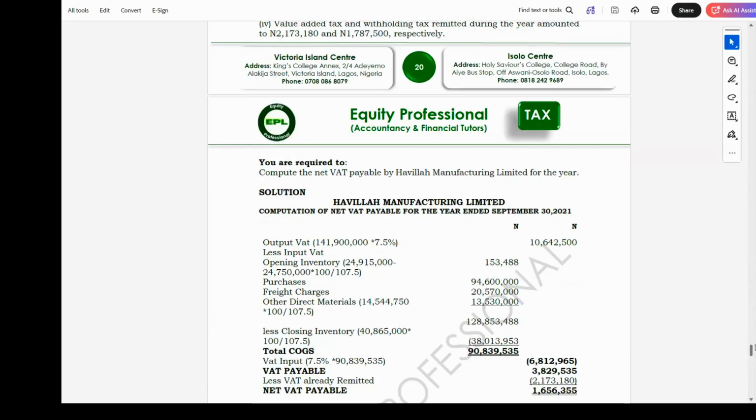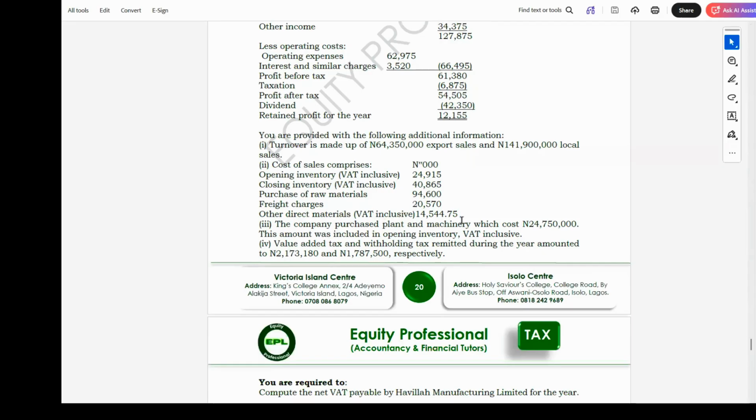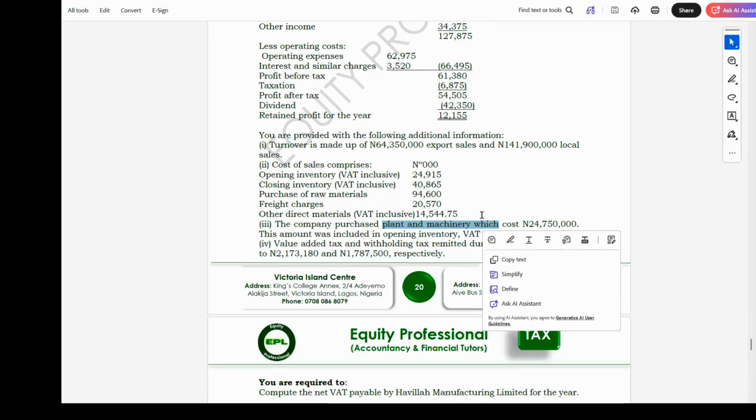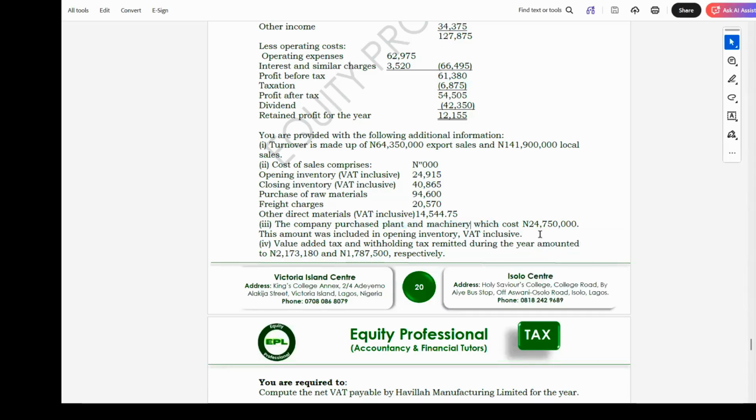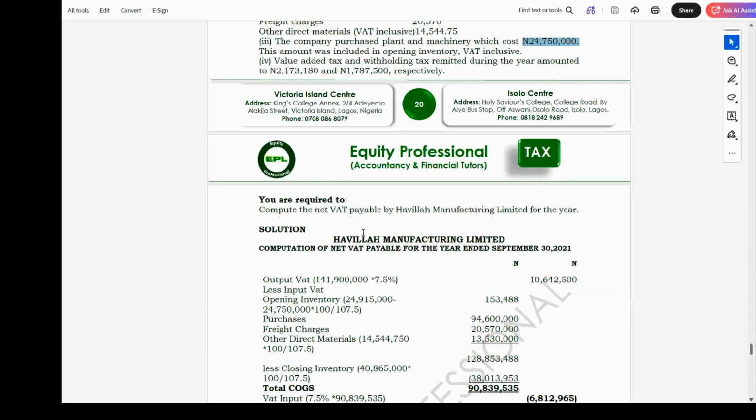Then in the question, we are told that the company purchased plant and machinery which cost 24,750. This amount was included in opening inventory. Plant and machinery is which category of expenditure? Capital expenditure. Does it form part of our input VAT? No. Because it is capital expenditure, you must eliminate this amount, 24,750, from the opening inventory. So opening inventory will now be 24,915 minus the plant and machinery 24,750.